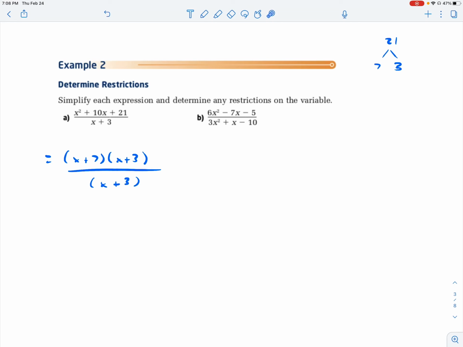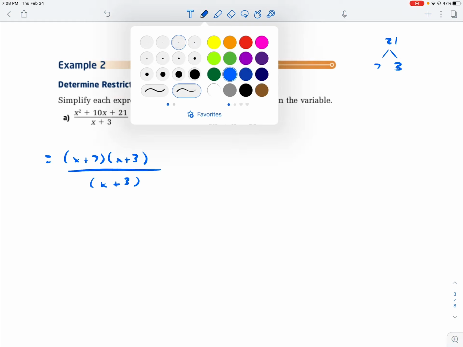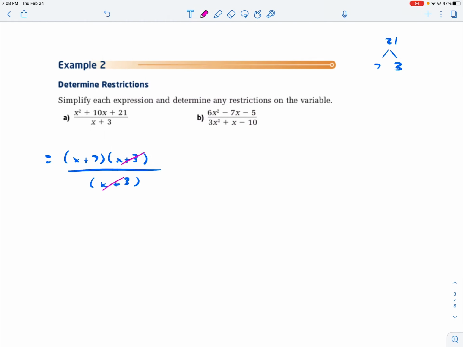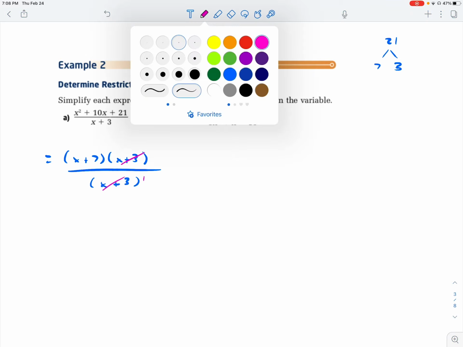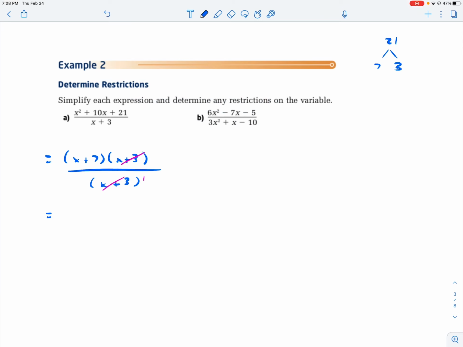So I can see I'm dividing factors, like I said in the previous video, and we can always cancel out common factors. When these cancel out, it's not like I end up with a 0 on the bottom. When I divide x plus 3 by x plus 3, I'm actually just left with a 1. So this is going to be x plus 7 over 1, which is just x plus 7.